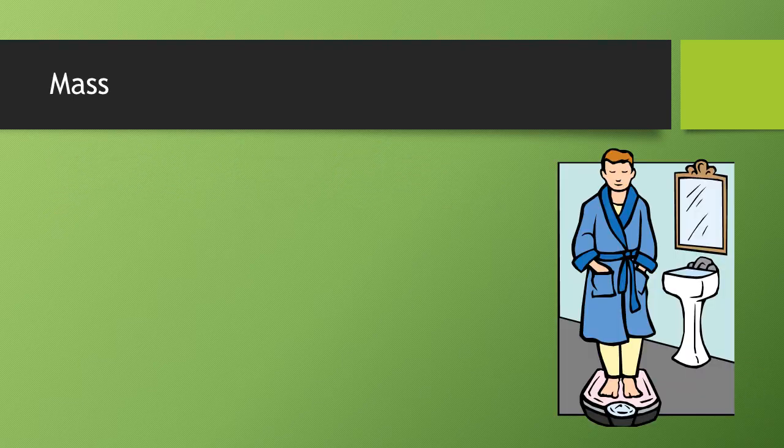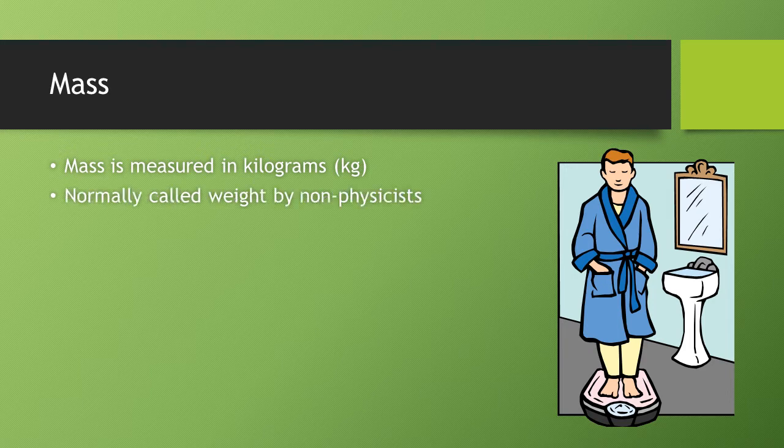When you get on the bathroom scales at home, they will give you a number in kilograms. And kilograms is what we use in science to measure mass. However, when you're at home, you'll normally call that your weight. But that's not what we use the word weight for in physics. Weight has a different meaning that we're going to look at next.